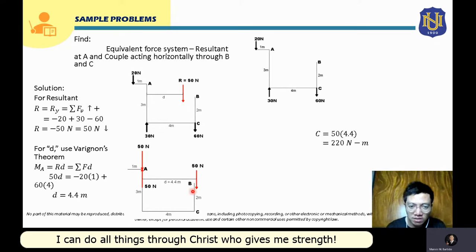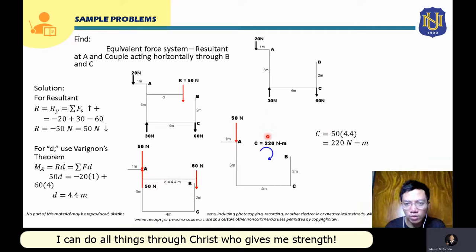The rotation of this couple will be this way, so this will be clockwise. That's why it will be positive here. So that will be the couple that will be produced. We can redraw this system this way. Our resultant here is already at point A, and we have now a couple of 220 Newton meter clockwise.